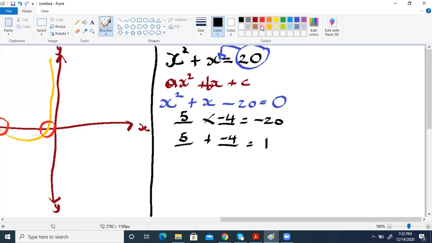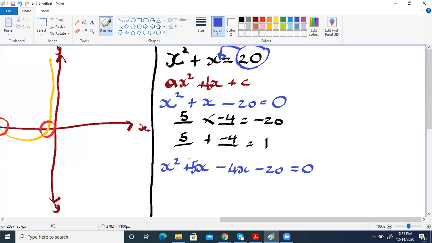So we can go ahead and rewrite our equation to say x squared plus 5x minus 4x minus 20 equals 0, because this is an equation now, right? So we have to make sure we keep our equal sign.